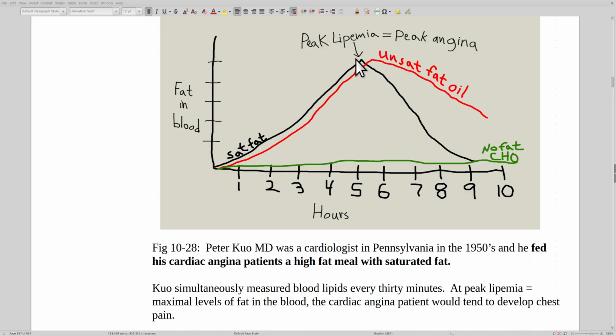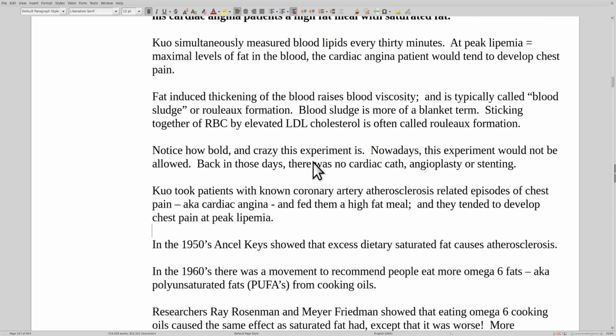What was interesting was in the 1960s, these experiments were repeated, and this time with unsaturated fat, like omega-6 cooking oils. And they found that these caused even worse sludging of the blood. Just like if somebody cooks with oil, then afterwards when you clean up, it's a real mess and it's difficult to clean up. It can make things all sticky.